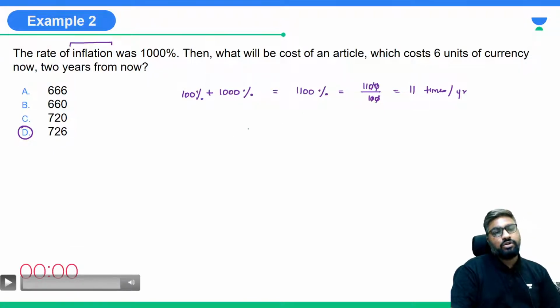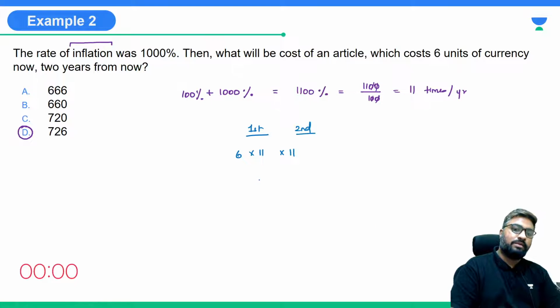So for the first year it will be 6 rupees times 11. Then again for the second year we will have the same 11. So 121 into 6 is how much? 6 times 121 is 726. Great.